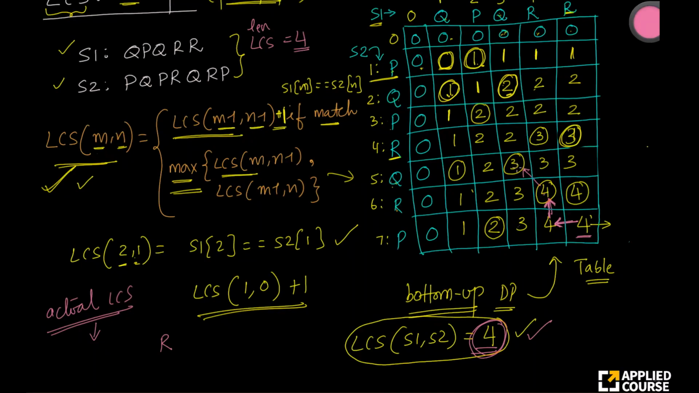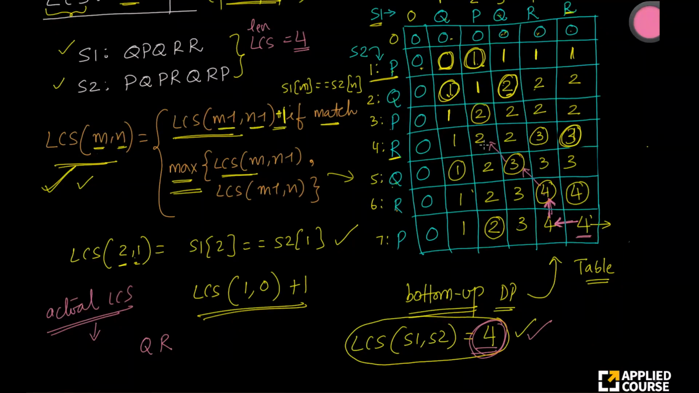Now when I go from here to here, what do I have? This Q and Q matched here. So this is a circled cell. In a circled cell, I have Q and Q matching. So Q also must be part of my LCS. Now, how did this 3 come about? This 3 came about from this 2 because this Q and Q matched. Because this Q and Q matched, I took this 2 and added 1 to this.